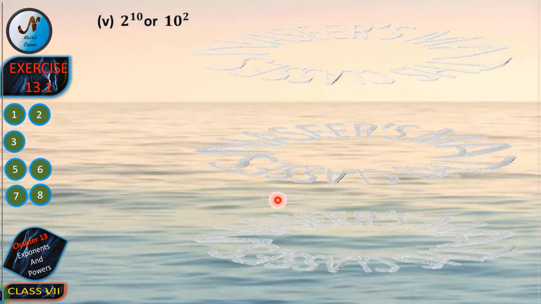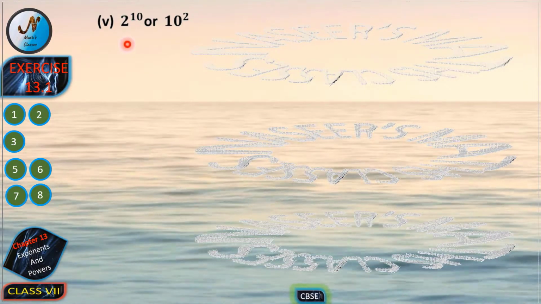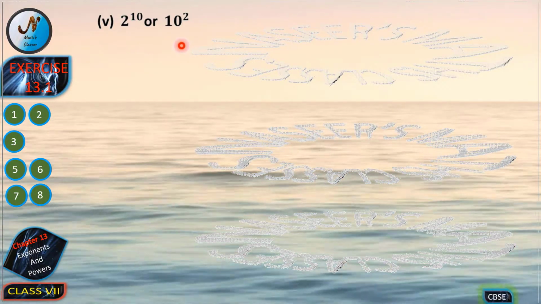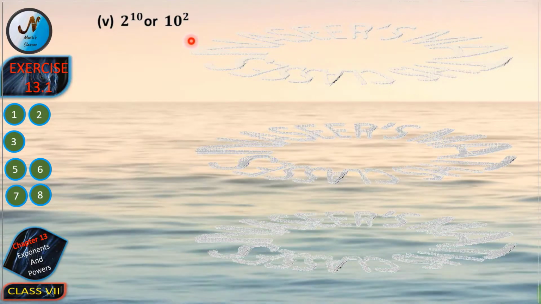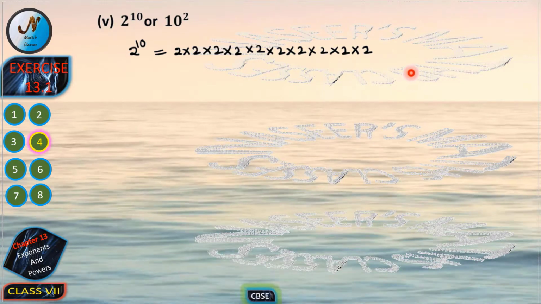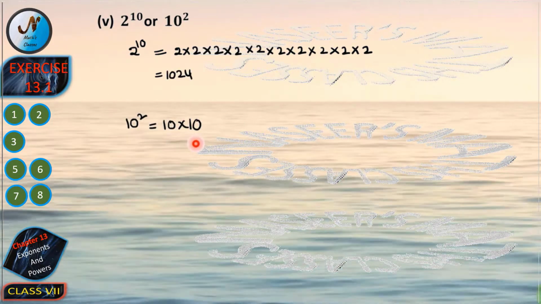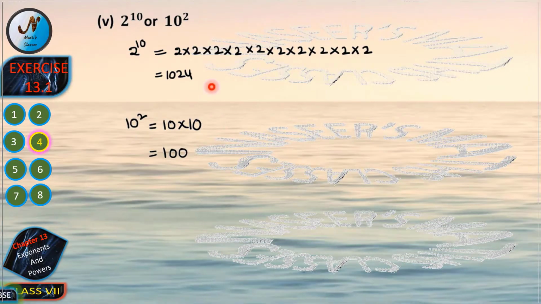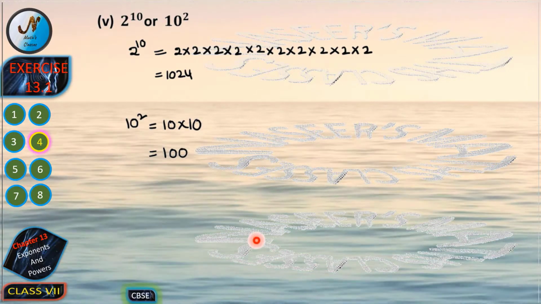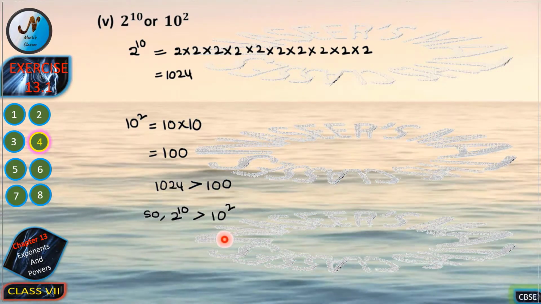Next, fifth one, 2 power 10 or 10 square. We already know that 2 power 10 means 2 is multiplied 10 times, and 10 square means 10 is multiplied 2 times. So 2 power 10 is written as 2 multiplied 10 times, which is equal to 1024. 10 square means 10 into 10, which is equal to 100. By observing these two numbers, we can say that 1024 is greater than 100. So we can say that 2 power 10 is greater than 10 square.